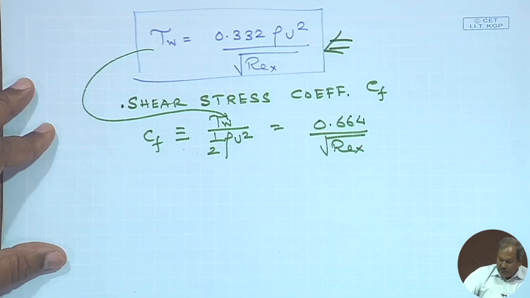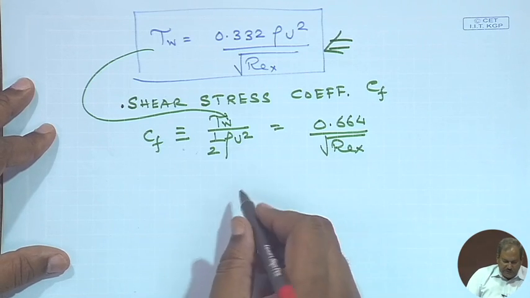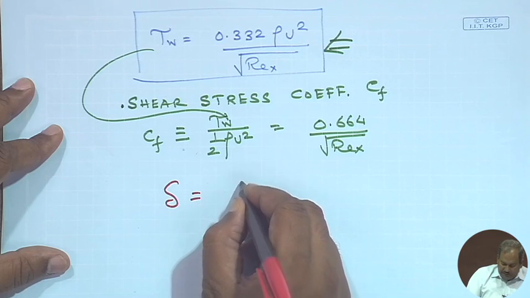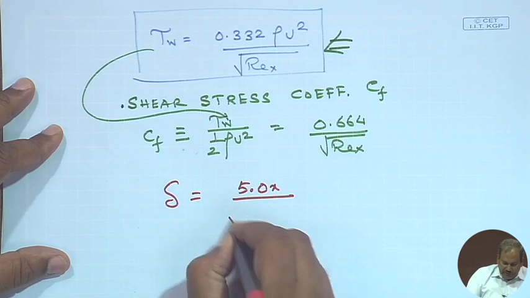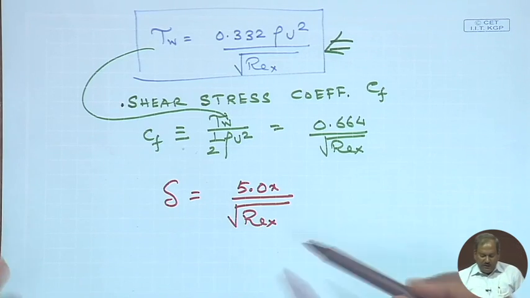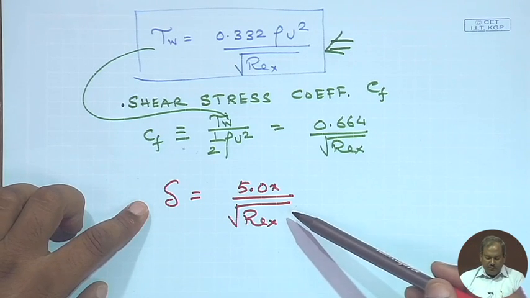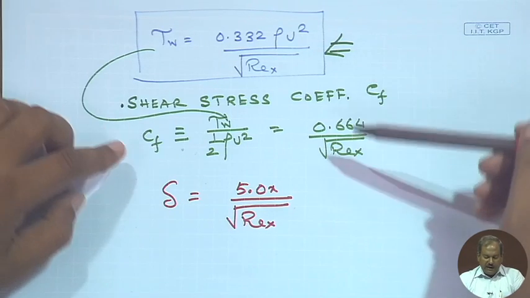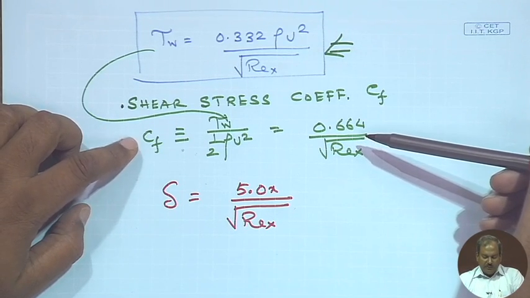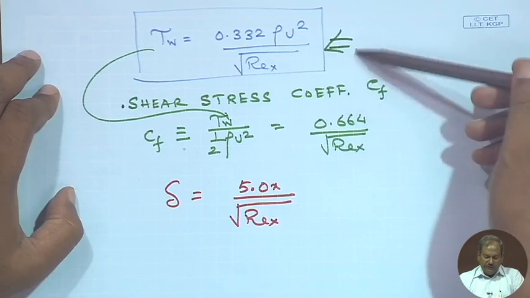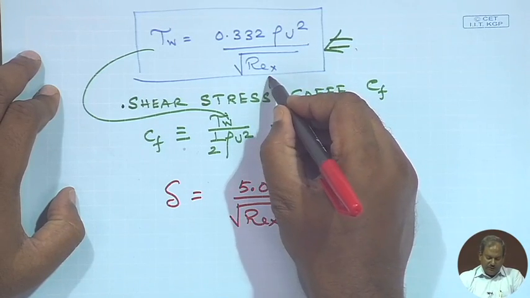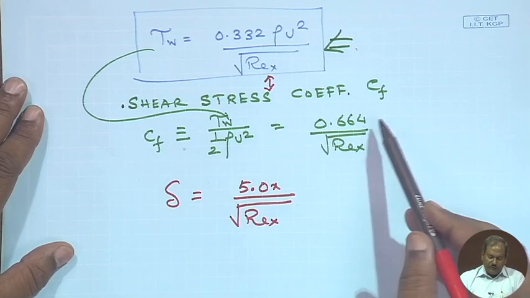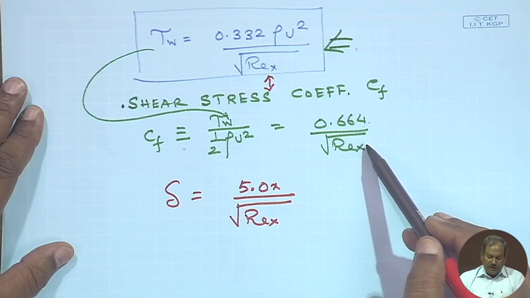So, the three expressions that we have obtained through this exercise are these three. The first is an expression of the boundary layer thickness. The second is an expression of the wall shear stress, and the third, which is just by definition more commonly known as the shear stress coefficient. These two are equivalent. This is an expression for the shear stress coefficient, which is 0.664 by root over r e x.